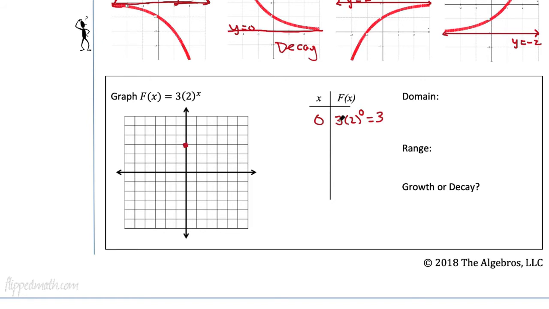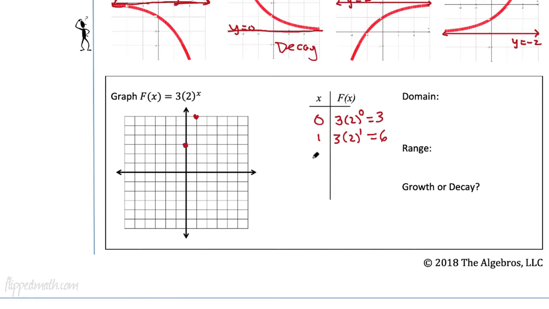Okay? Now, the next thing I do is I use values around 0. So I'll go up to 1. It looks like we're just building a table off of guessing and checking. And really, that's kind of what we're doing. So I plug a 1 in. So what is 3 times 2 to the first power? Well, that's 3 times 2. 3 times 2 is 6. Okay, so at 1, we're at 6. So 1, 2, 3, 4, 5, 6. We're up here. Now, I might even go backwards.